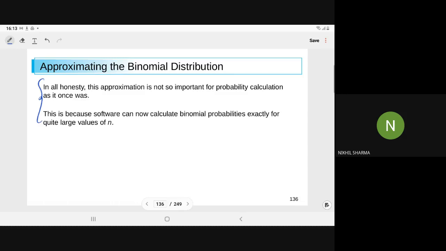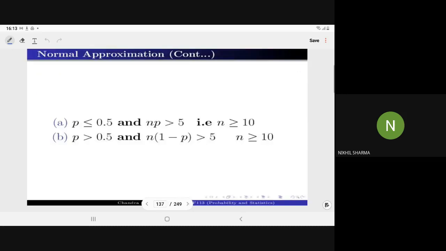There is no need for the approximation. Earlier we wanted the approximation, but nowadays there is no requirement of the approximation. So this approximation is valid when p is less than or equal to 0.5 and np is greater than 5, that is, n is greater than or equal to 10. Then we can do the approximation. Otherwise we should compute the exact value. Approximation will give you a bigger error.